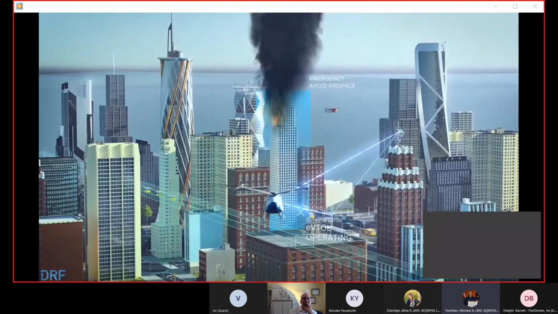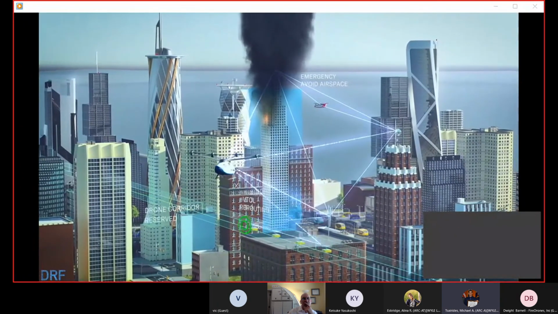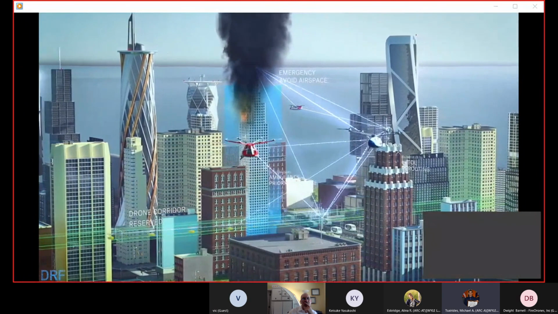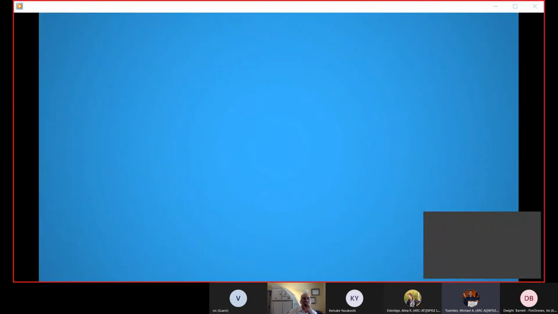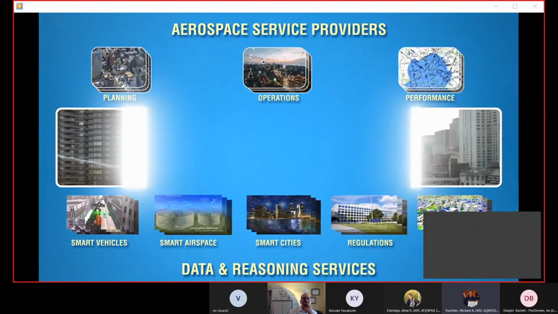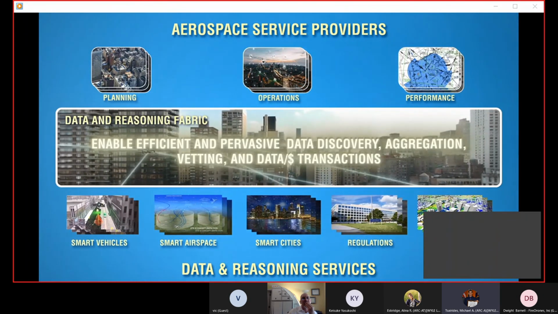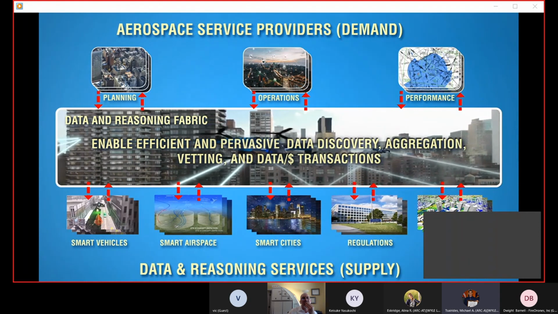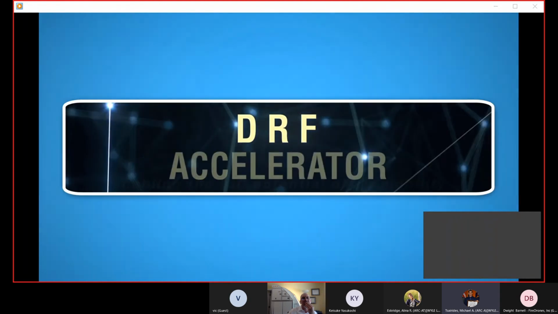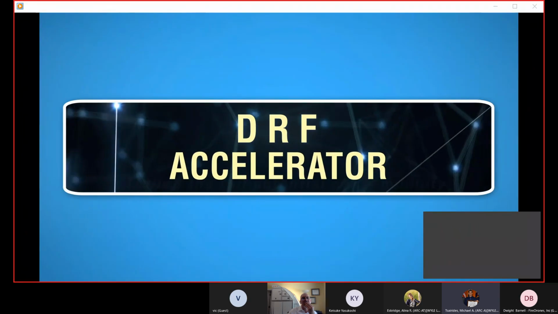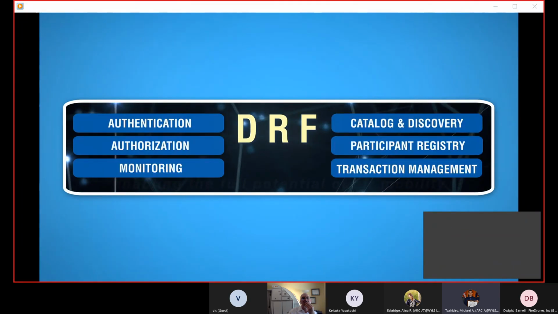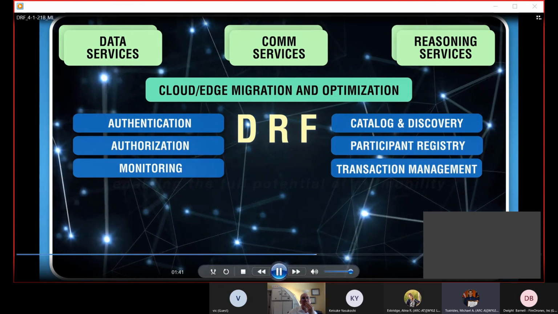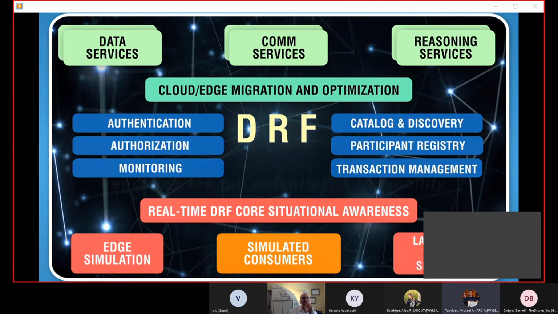To achieve this, we must enable a shift to a web-like ecosystem to support advanced air mobility, a data and reasoning fabric, or DRF. DRF must provide an architectural framework for data and reasoning exchanges that efficiently and securely match supply and demand for data and enable reasoning services. Our team is developing a DRF accelerator, which includes prototype instantiations of key DRF features, including data and reasoning services, a DRF marketplace software architecture, and other required functions sufficient to engage end users.